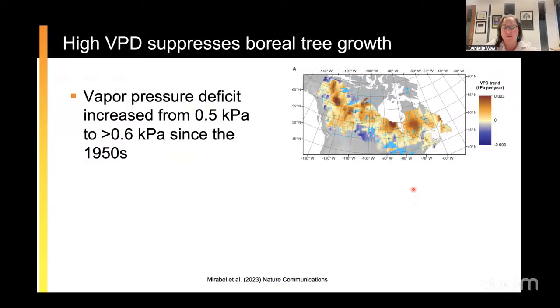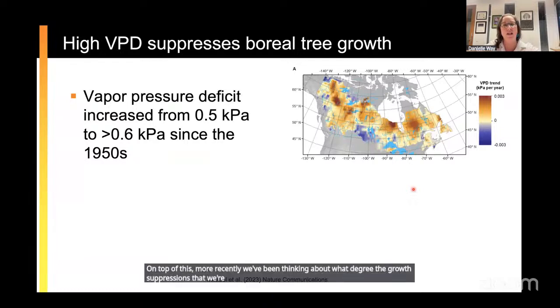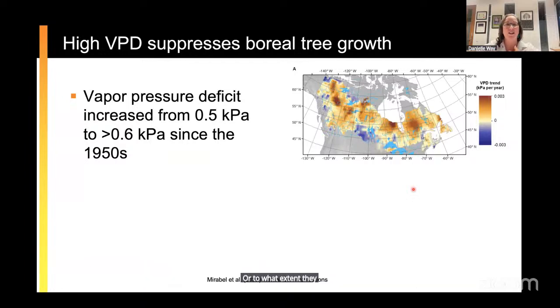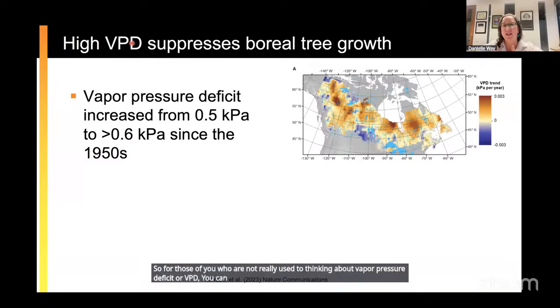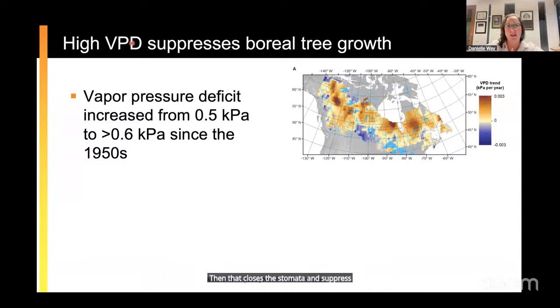On top of this, more recently, we've been thinking about to what degree the growth suppressions that we're seeing in the field are really related to warming, or to what extent they might be related to changes in vapor pressure deficit. So for those of you who are not really used to thinking about vapor pressure deficit, or VPD, you can think about this really as an atmospheric drought. Even if a plant has water in its roots and its availability, if the leaves are exposed to very dry conditions, then that closes the stomata and suppresses carbon uptake.